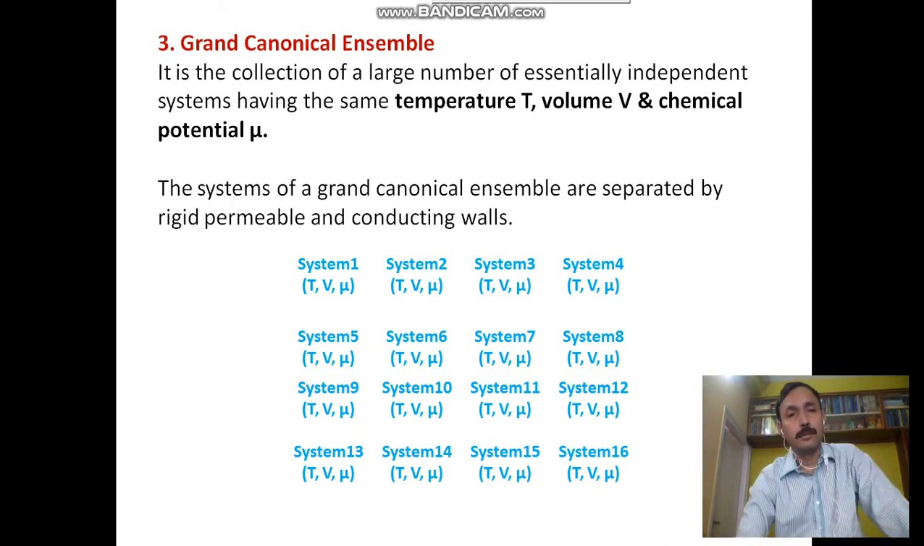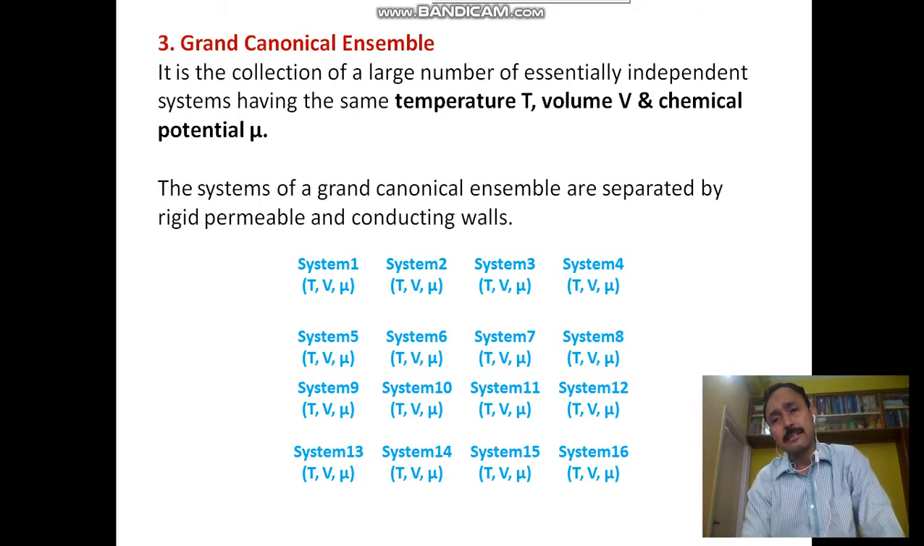Now the grand canonical ensemble. If a collection of a large number of essentially independent systems has the same temperature T, volume V and chemical potential mu, then the ensemble is known as the grand canonical ensemble. Here we have represented the assembly having the same temperature, same volume and same chemical potential. The systems of a grand canonical ensemble are separated by rigid, permeable, not impermeable, and conducting walls.